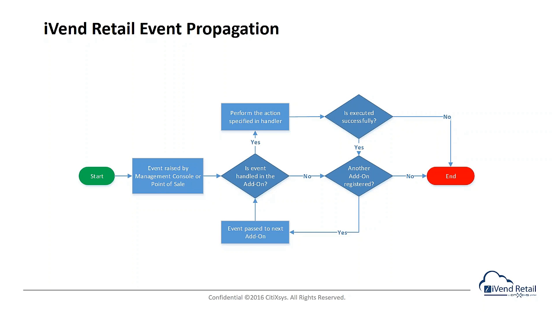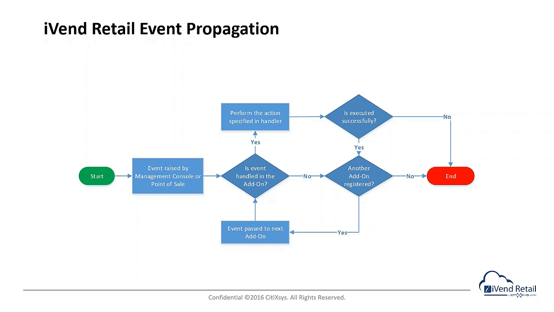How it happens is that iVend as a standard application keeps working, and at every moment when the user does something on screen, an event gets generated. Once it is generated and raised, in the add-on framework you subscribe to a few events. We will show you in the sample project today how you subscribe to an event. Once you subscribe, and once the event is raised, you get the control in your add-on project.